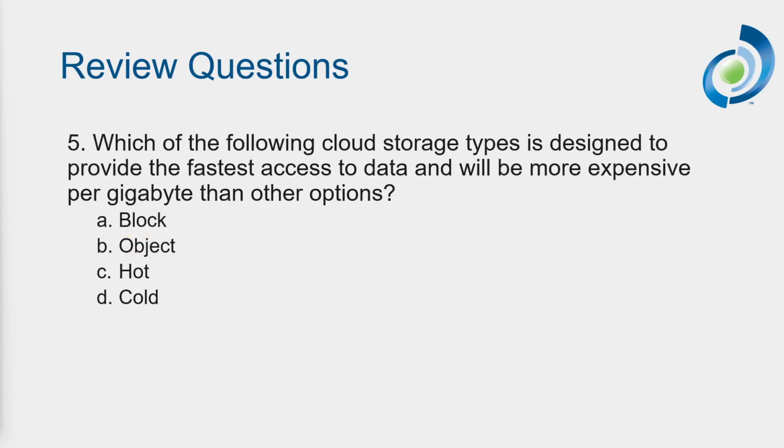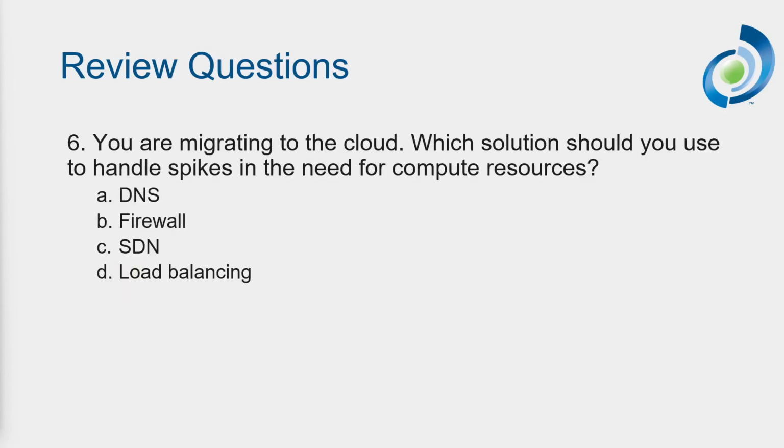Which of the following cloud storage types is designed to provide the fastest access to data and will be more expensive per gigabyte than other options? This is hot. So hot is available right now, and it's a little bit more expensive, but if you need to have access to it immediately, that's what you'd want to use. You're migrating to the cloud. Which solution would you use to handle spikes in the need for compute resources? This is load balancing.